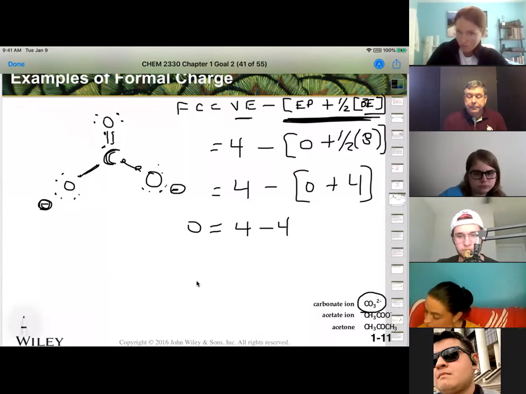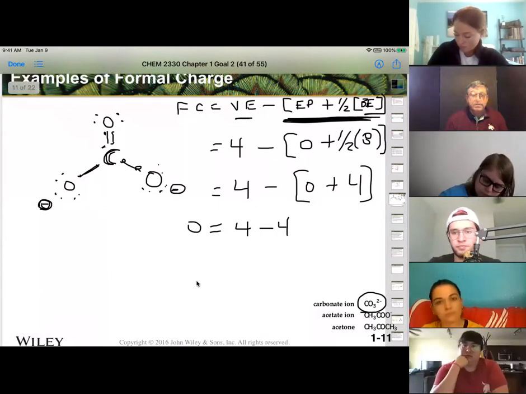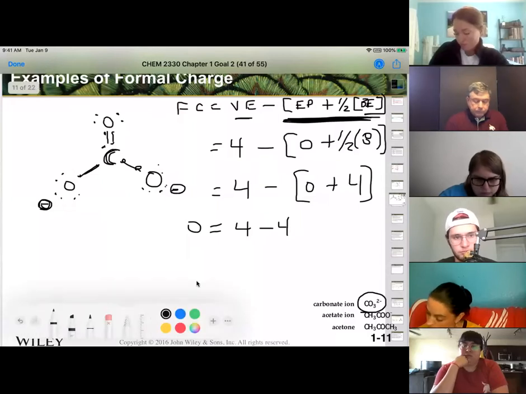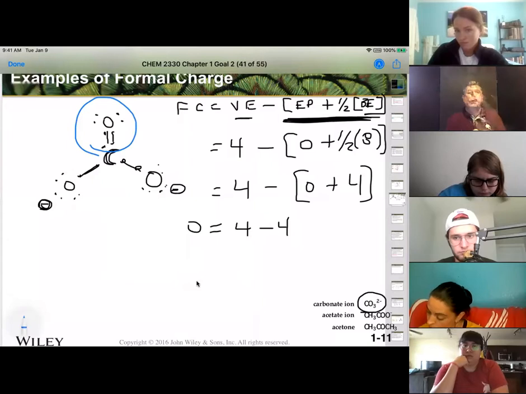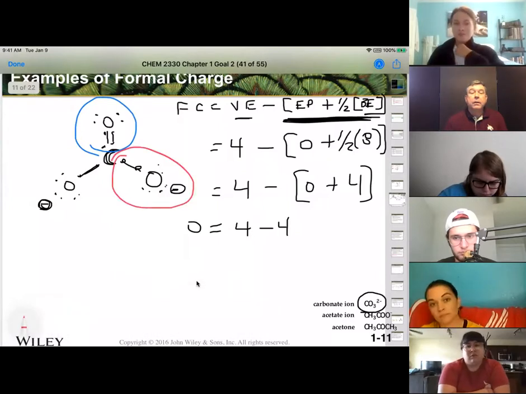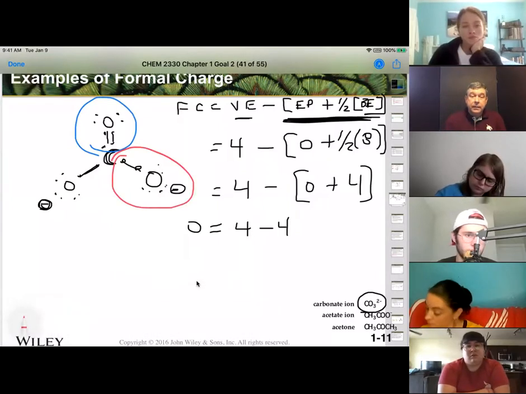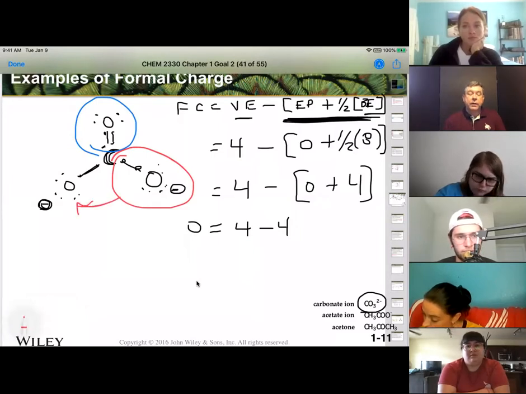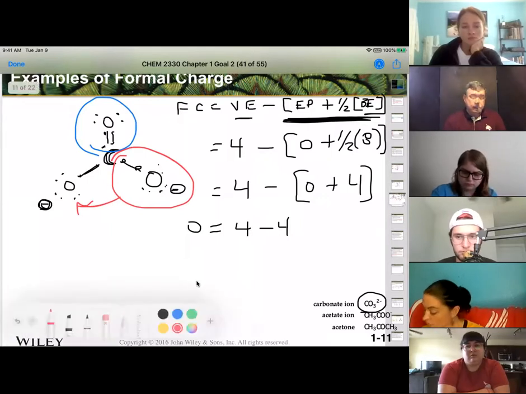Okay? So let's do it for the two different types of oxygen atoms we have. We have this oxygen atom that has a double bond to carbon, and then we also have this oxygen atom that has a single bond to carbon, okay? Now these two look alike, so we're going to assume whatever we calculate for the one is going to look like the other. So I'm only going to do these two different types of oxygens, okay?